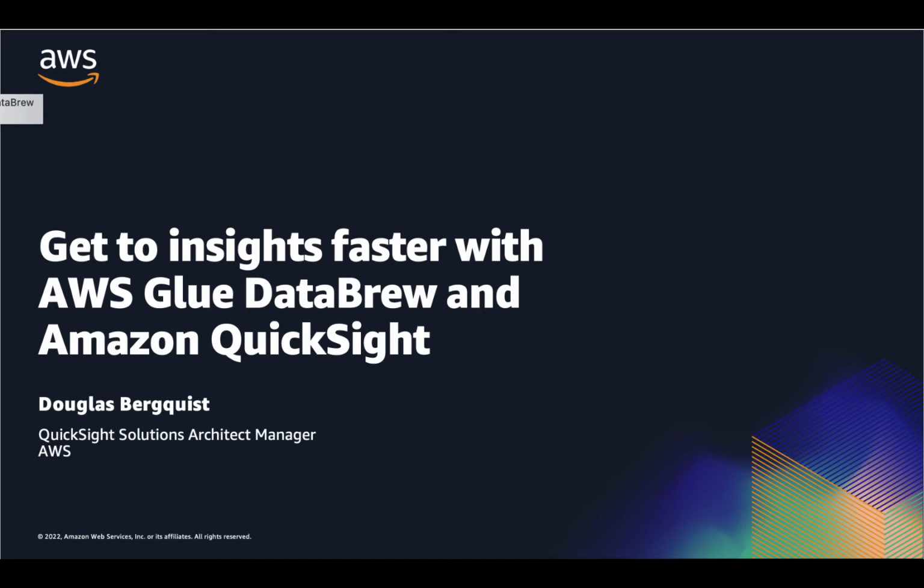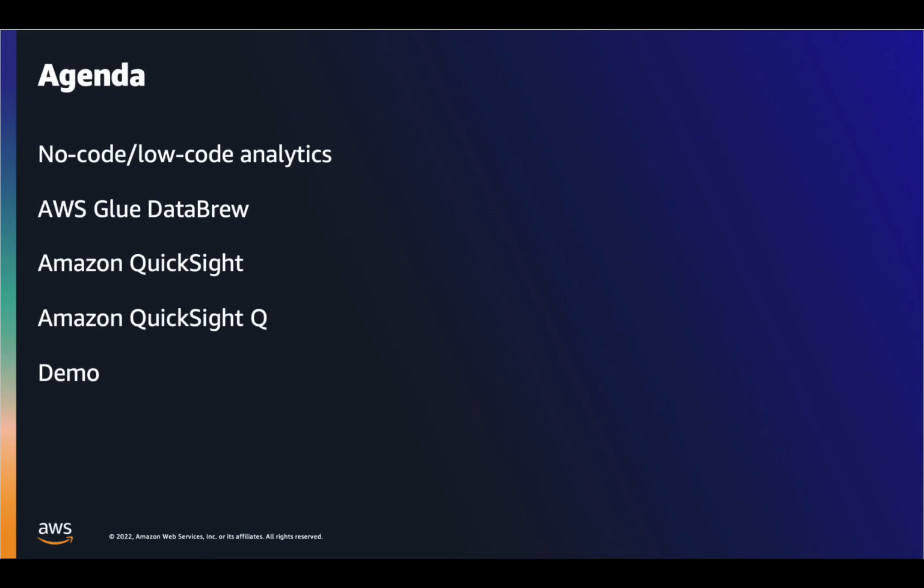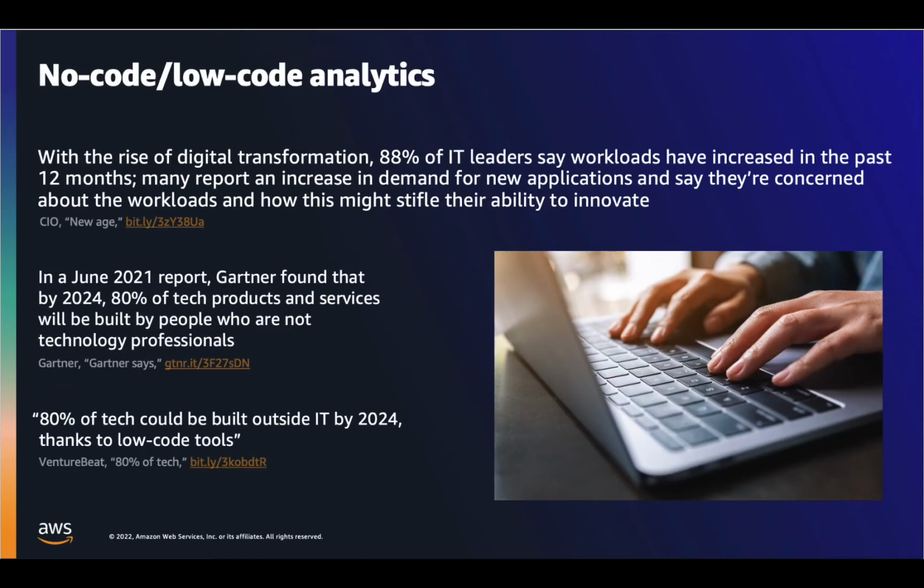And today I'm here to talk to you about getting to insights faster with AWS Glue DataBrew and Amazon QuickSight. The agenda today is we're going to start off by looking at no-code, low-code analytics, and what is that. We're going to talk about Glue DataBrew, QuickSight, QuickSight Q, and then we'll go through a short demo of all three. Let's start off with what is no-code, low-code analytics.